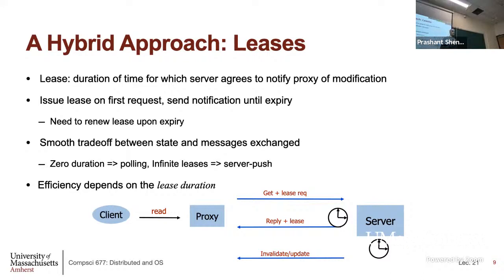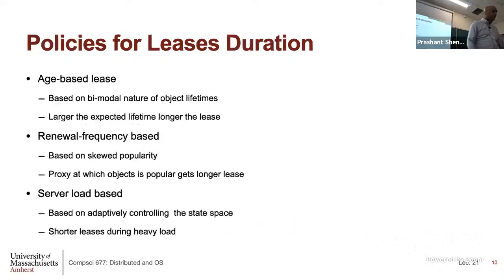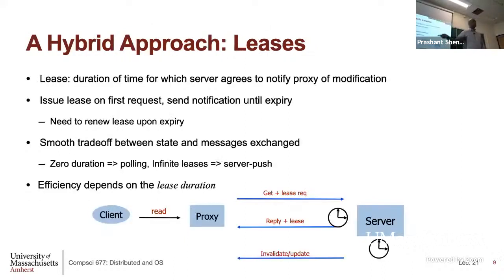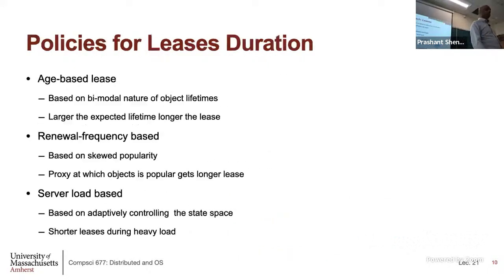If you put an infinite duration on a lease, it becomes a pure push-based approach, because now the server is sending you updates or notifications all the time. The proxy doesn't have to do anything. Anything in between gives us different properties, and we'll talk about how to decide the lease duration. Any questions on this before I talk about determining durations? Okay. So the reason it's hybrid is you can see that both proxies and servers participate, and depending on the lease duration, it looks like some combination of polling and server push. But let's talk about how to decide lease duration.